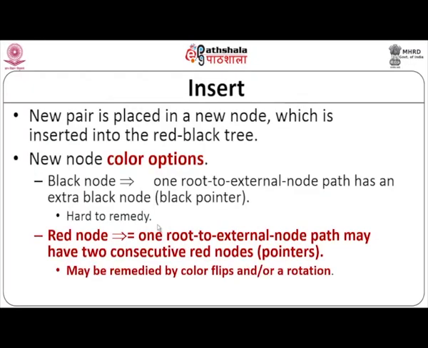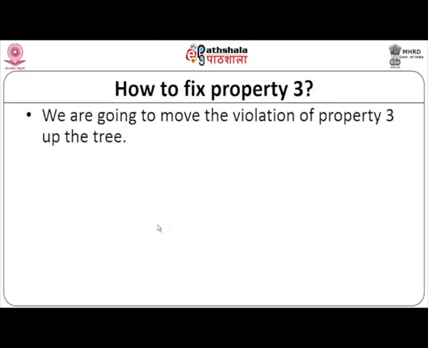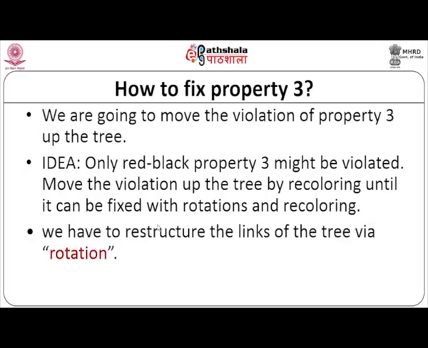Now, how to fix property 3? Let us look at this. We are going to move the violation of property 3 up the tree. What is property 3? Property 3 is that a red node can have only a black parent, or a red node has only 2 black children. So, only red black property 3 might be violated. Move the violation up the tree by recoloring until it can be fixed with rotations and recoloring. So, that is what you will do. We have to restructure the links of the tree via rotation.